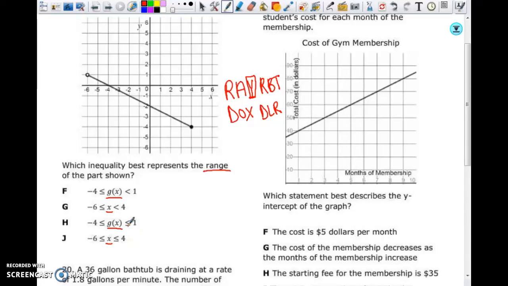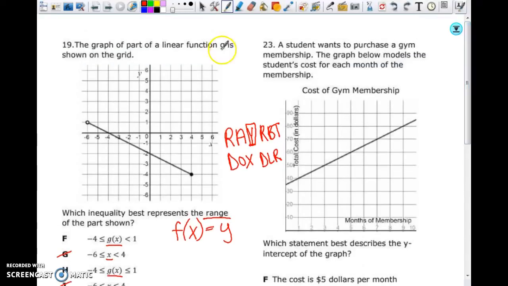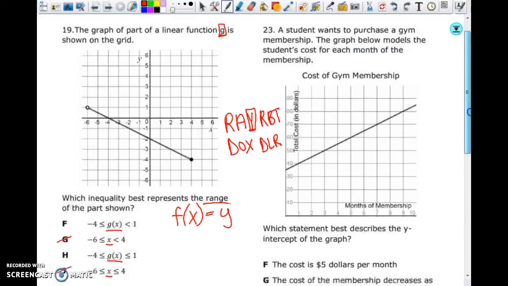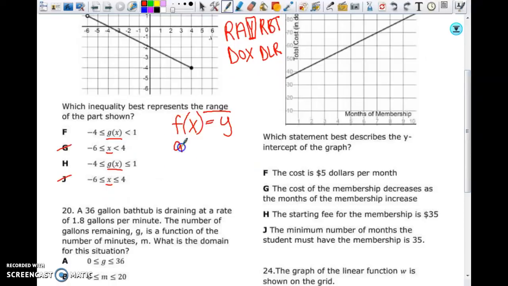Remember, I know that range is my y values, so it needs to be the y, so it cannot be the x. And I don't know if you remember, guys, f of x is just function notation, and it means y. It's the same thing. Now, the reason why I might be confused is because all they did was name the function g. So instead of this being an f, it's g of x. Well, guess what? It's still the same thing. It's still the y. So if the answer looks like this, that's okay. It's still a y.